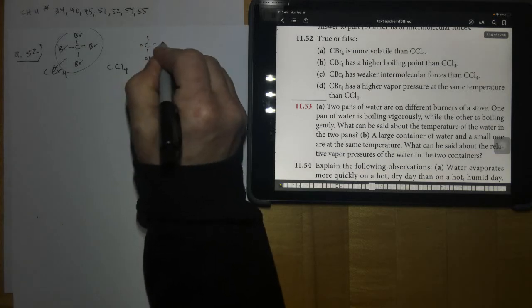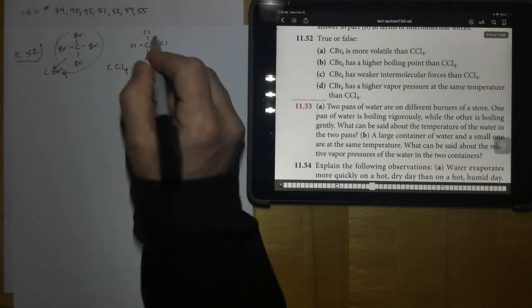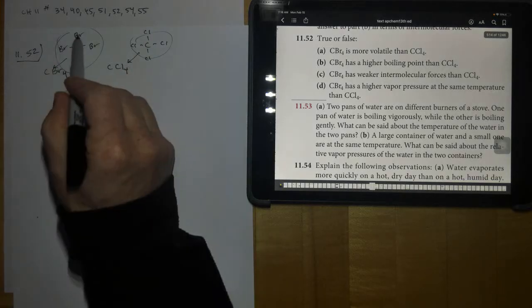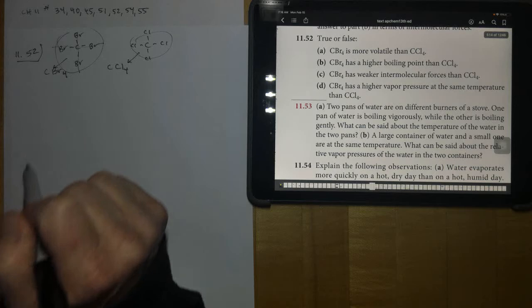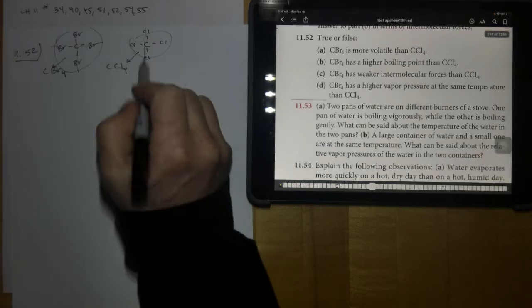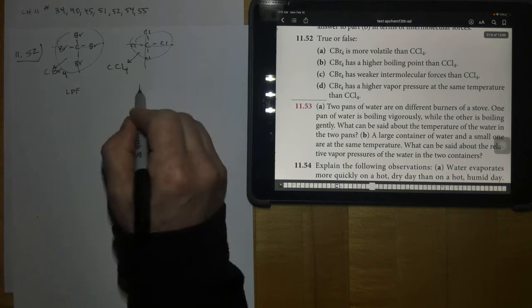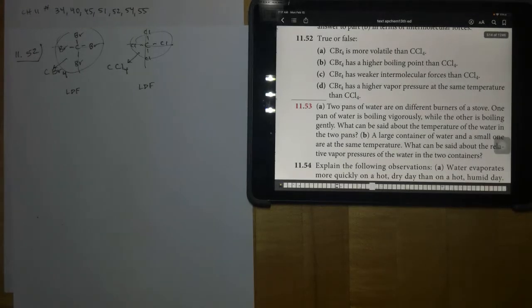You want to sketch him, because you want to know what kind of forces hold this guy together with this guy right here. And you can see that this is perfectly symmetrical, and so it is going to be a nonpolar molecule. Same thing with this guy right here. And so the only thing that holds this guy together are London dispersion forces and London dispersion forces.